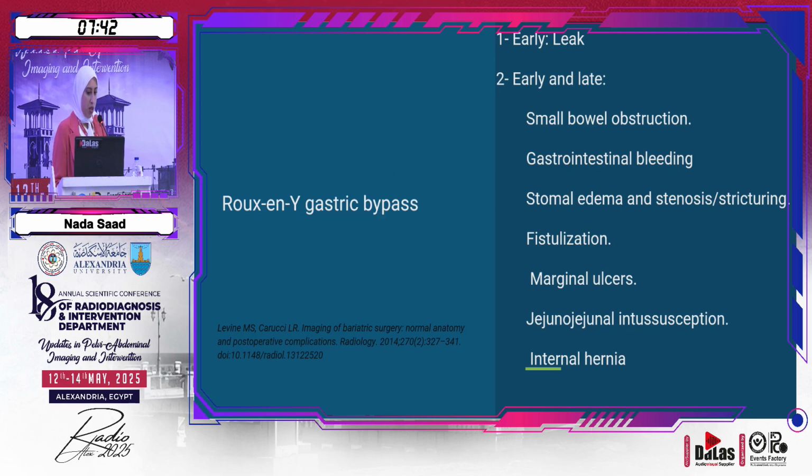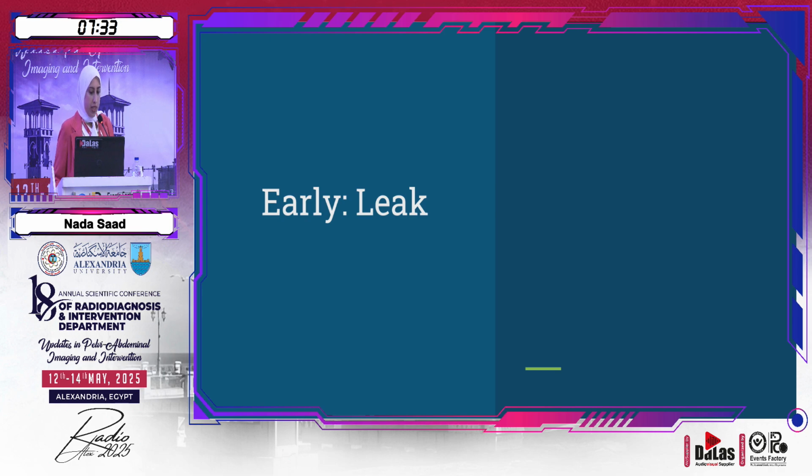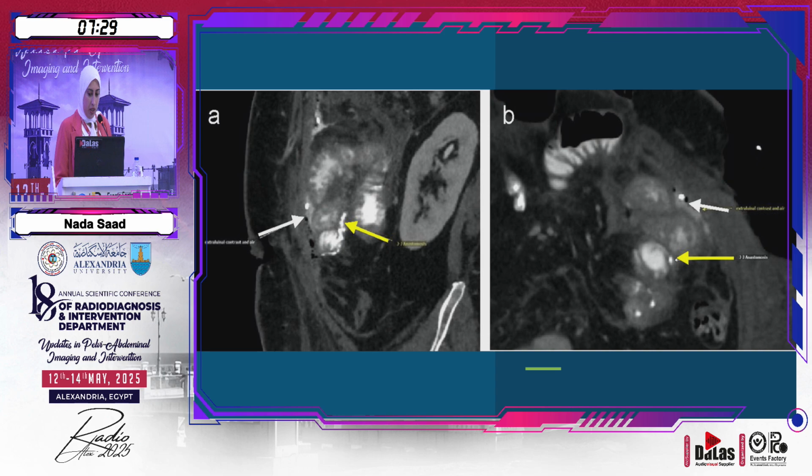Roux-en-Y gastric bypass: the postoperative complications can be divided into early and late. Early complication like leak. And here, this is a CT abdomen with intravenous and oral contrast in sagittal and axial planes, showing extraluminal oral contrast with extraluminal air foci near the staple line or near the anastomosis, which reflects leak.